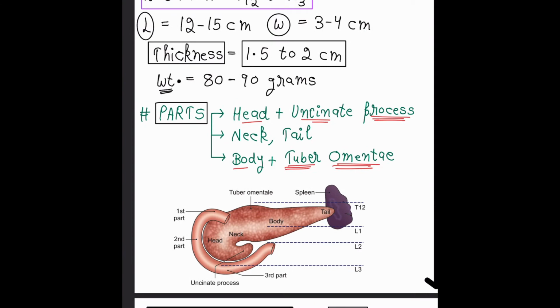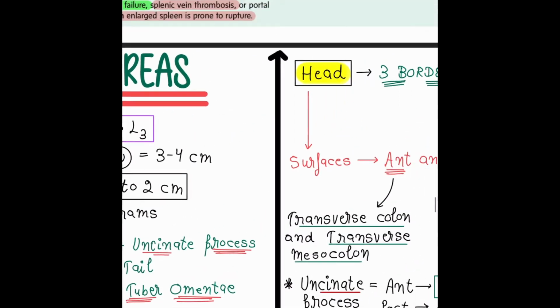So for the parts of the pancreas, we have four major parts: the head, the neck, the tail, and the body. Along with the head, we study the uncinate process, and with the body, we study something known as the tuber omentum. Okay, so the head, the uncinate process, the body with the tuber omentum, the neck, and ultimately the tail. So let's take these up one by one.